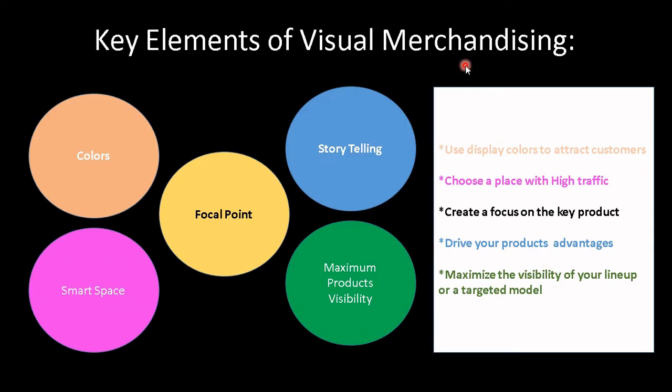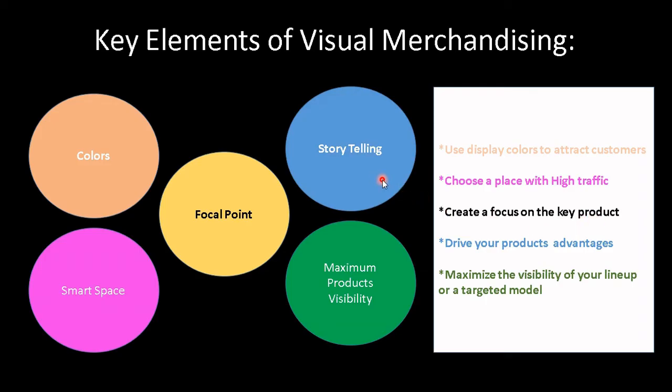What are the key elements of visual merchandising? Well, the first one is colors. Brands usually use display colors to attract customers to a specific product. Number 2 is smart space, as we have to choose the right place that has high traffic within the store. Number 3 is focal points, where all our merchandising will be driving a specific key product in that area.